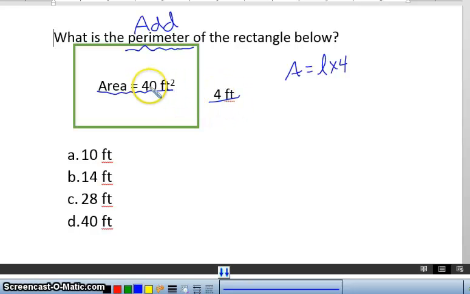So most of you can figure that out. So try to stay one step ahead of me if you can. Okay, this side length would be 10 feet. And double check that. 10 times 4 would make 40, so that is correct.